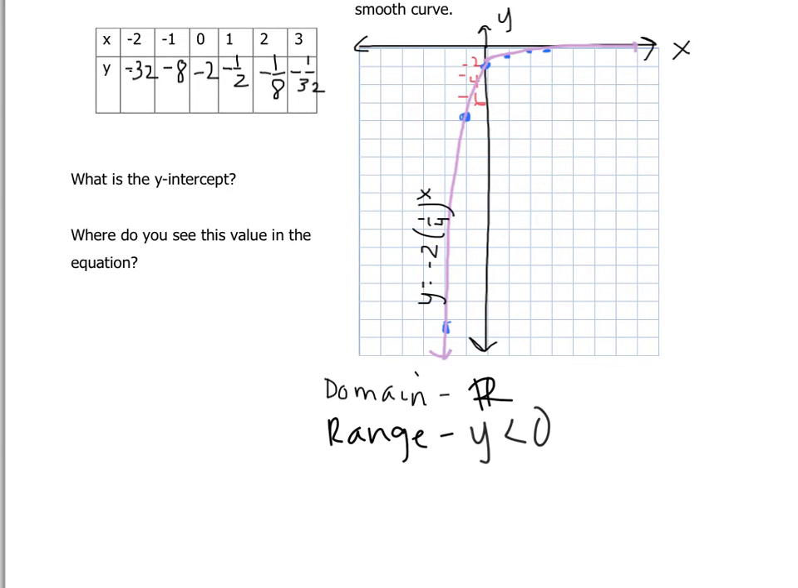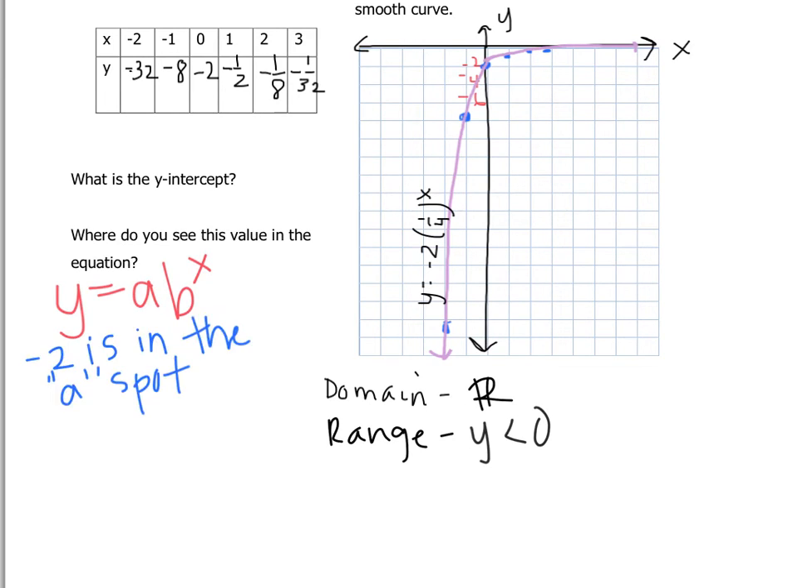All right, so now let's go over to the side where it says what is the y-intercept and where do you see this value in the equation. So look at the y-intercept, which is here at -2. And now, where do you see -2 in the equation? -2 is right here, kind of like the coefficient. If you think back to our formula, which was y equals ab to the x, the -2 is in the a spot.